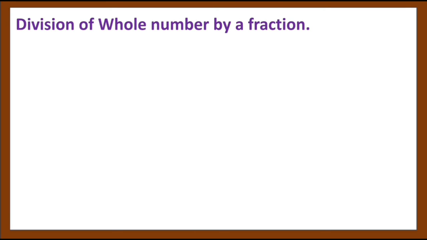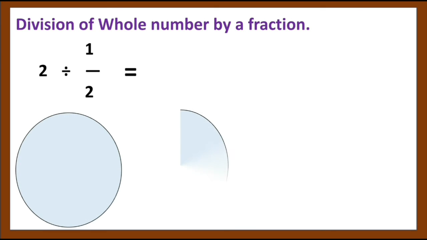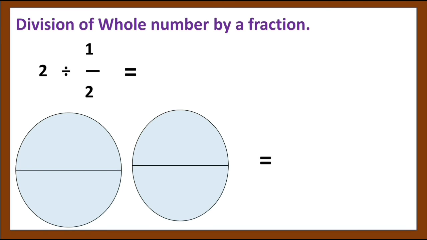Okay, so see here, division of a whole number by a fraction. 2 divided by 1 by 2. First see the pictograph. 2 wholes, if we divide into half pieces, 1 by 2 means half, then we will get 4 pieces. Okay, so just see here, division by a fraction is nothing but multiplication with its reciprocal.